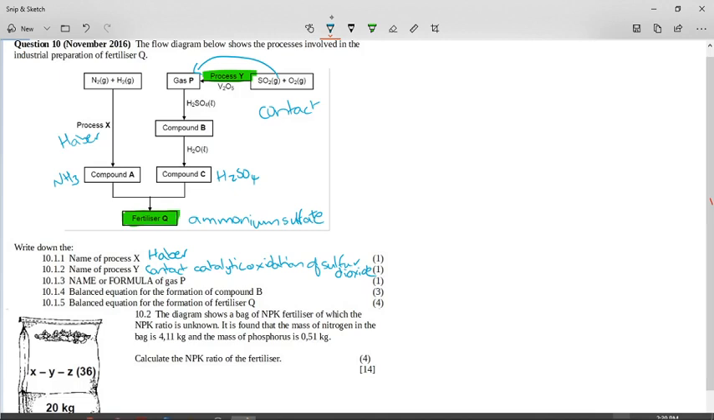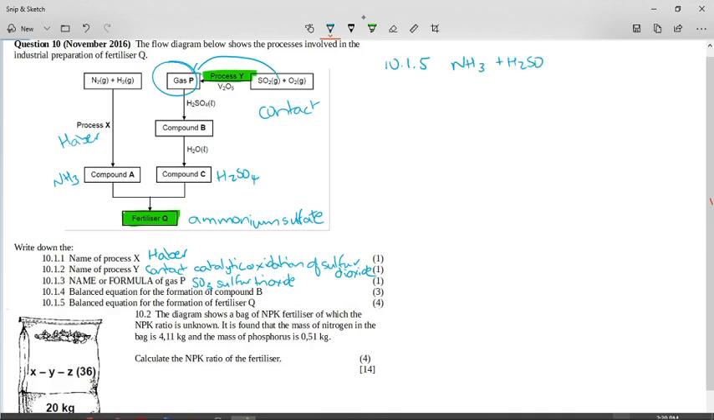Then it says to you the name or formula of gas P. This is gas P over here, and that is SO3 or sulfur trioxide. Then it says to you the balanced equation for the formation of fertilizer Q. Well, we already decided that fertilizer Q is ammonium sulfate. We decided that we were making ammonia and sulfuric acid.